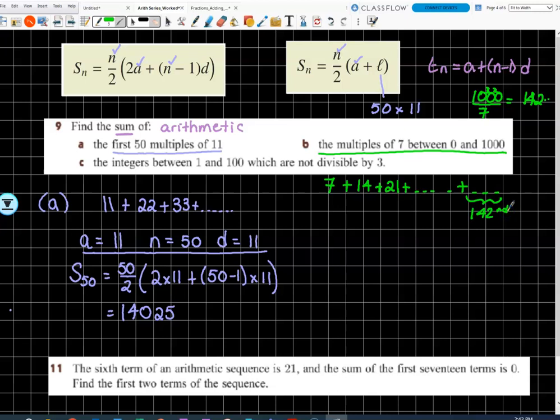You could once again go, well, I know my last term, which will be 142 times 7. I know that my A is 7. I know that N is now 142. Or you could have gone, the difference is 7, and use that. Same?